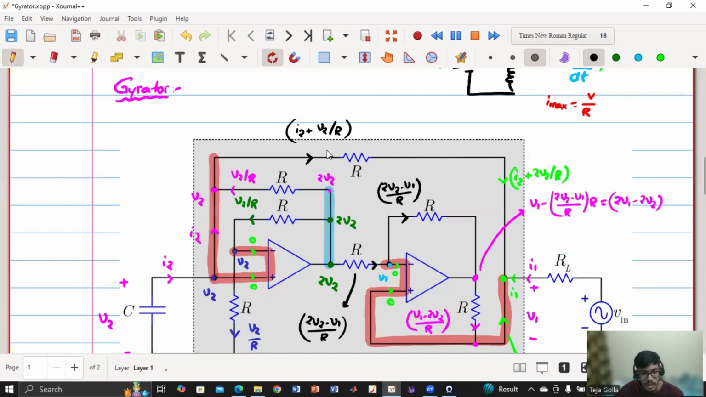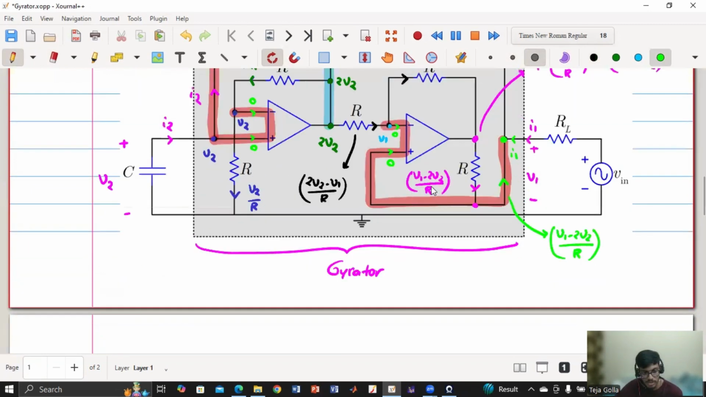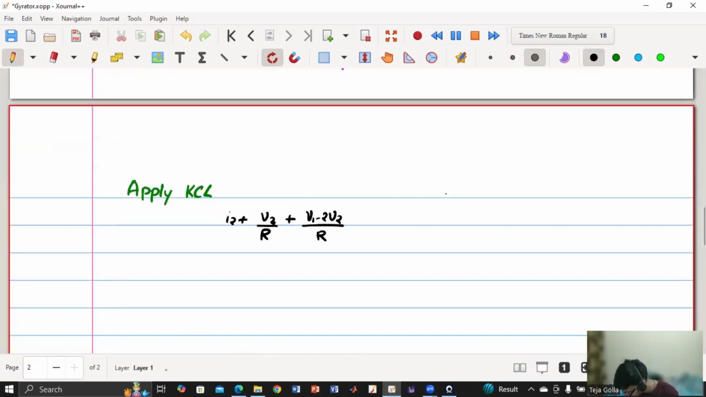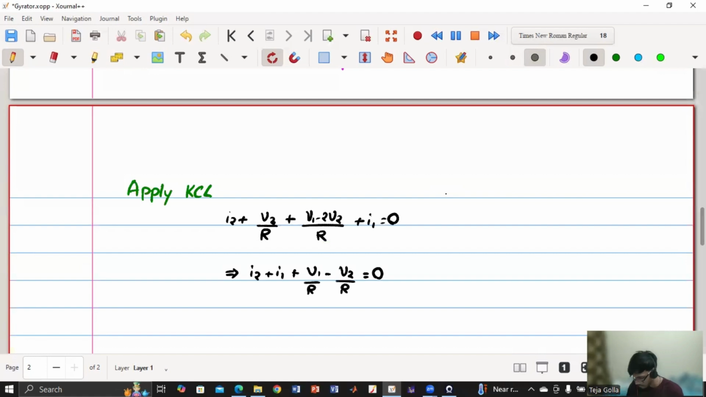Sorry, yeah, I2 plus V2 by R. So I have made a mistake. This is I2 plus V2 by R. Sorry for the mistake. And then the third current is I1, so plus I1 is equal to 0. So now if you simplify, I will get I2 plus I1 plus V1 by R minus V2 by R equal to 0. Okay, so this gives me my first equation, equation 1.